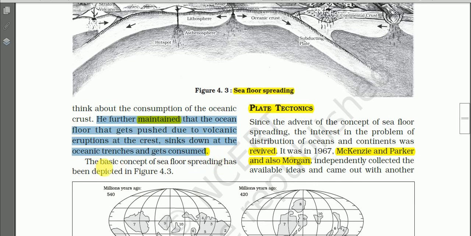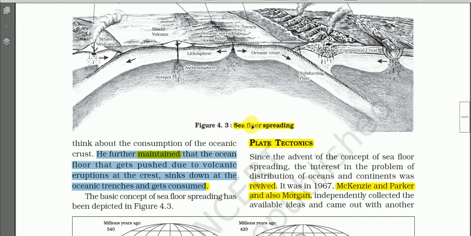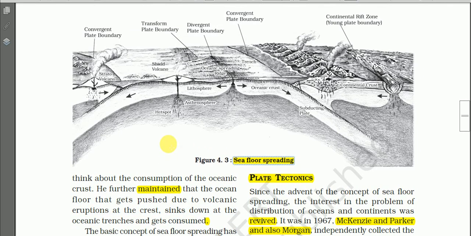In your textbook also, figure number 4.3 explains this concept of sea floor spreading. See here, from the asthenosphere, magma is rising and spreading. Because of this rising magma, the oceanic crust is pushed in different directions, and again it is pushed beneath the continental crust along the subduction zone, and this is what I call sea floor spreading.